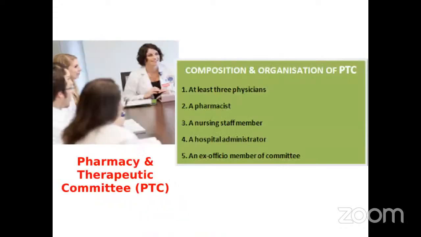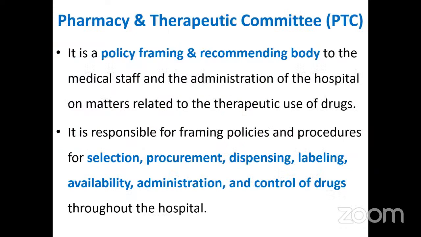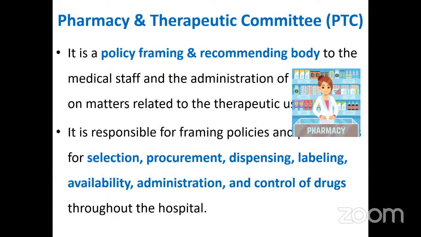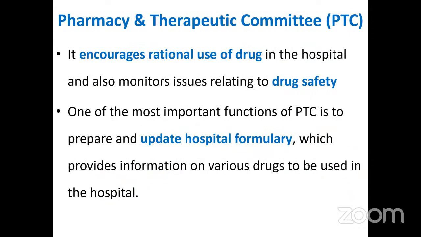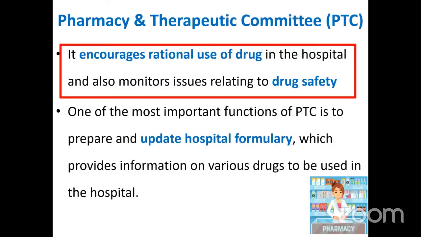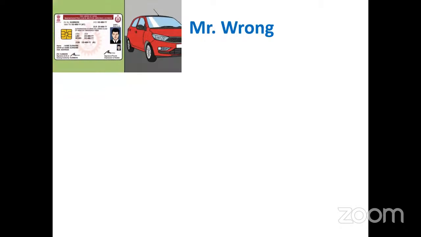So all these responsibilities have been thought out, and the composition of the pharmacy and therapeutic committee has been framed. The work of this committee is multiple, and one of the core persons for this committee is the pharmacist. The pharmacy and therapeutic committee is a policy-making and recommending body for the selection, procurement, dispensing, labeling, availability, administration, and control of the drug. So it increases the rational use of the drug, also increases the safety of the drug, and under this, the hospital formulary is updated.